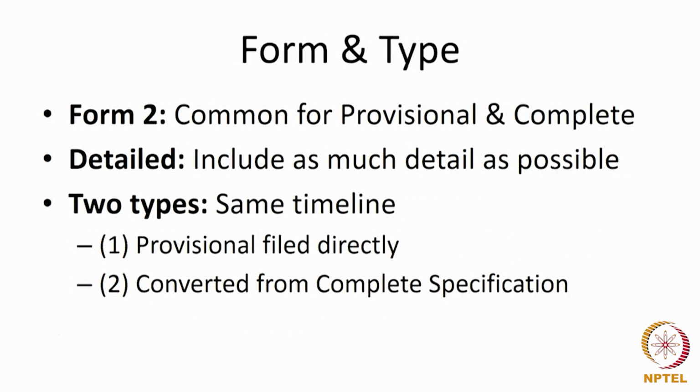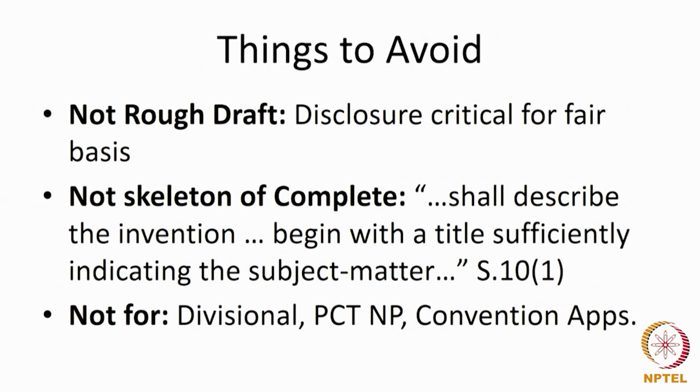So, form and type. Form 2 is used, it is a common form for provisional and complete. You can include as much detail as possible. Now, there are two types of provisional. One is a provisional that is filed directly as a provisional. The second is a provisional which is converted from a complete specification, a downgraded complete specification, or a purported complete which gets downgraded into a provisional. So, there are two types of provisionals.